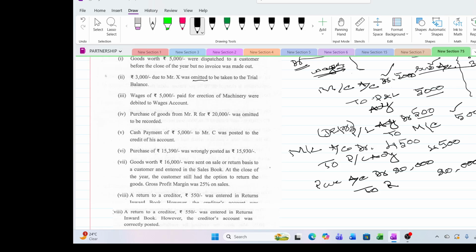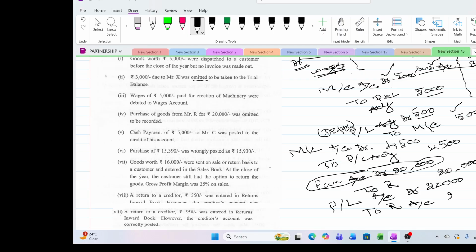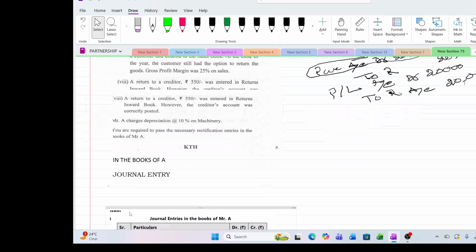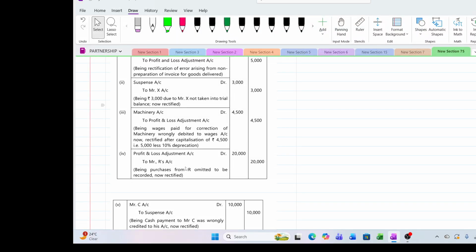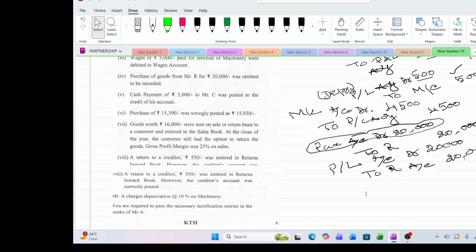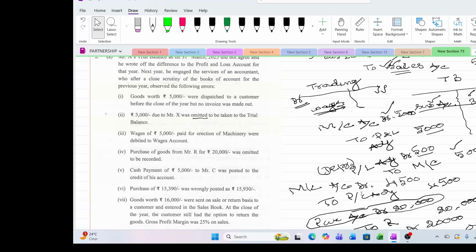But this has affected the profit. The profit has gone up. If we would have debited the purchases, profit would have come down. So now what we have to do? Instead of purchase account, we have to debit the P&L adjustment account with 20,000 and credit the R account with 20,000. You should understand. If you understand the concept, rectification of error is not at all a tough job. So the fourth entry will be P&L adjustment account debited and R account credited.